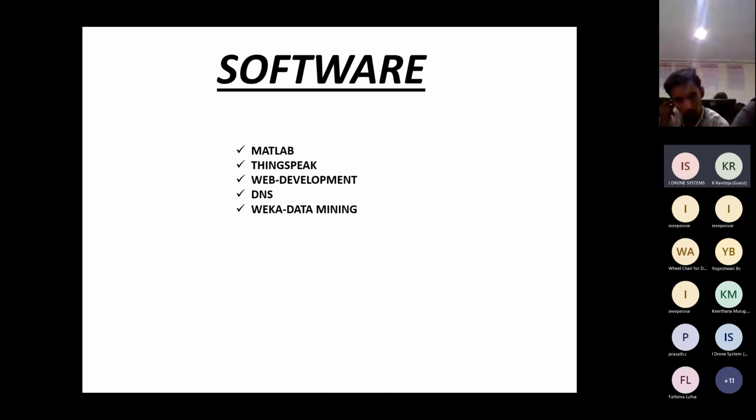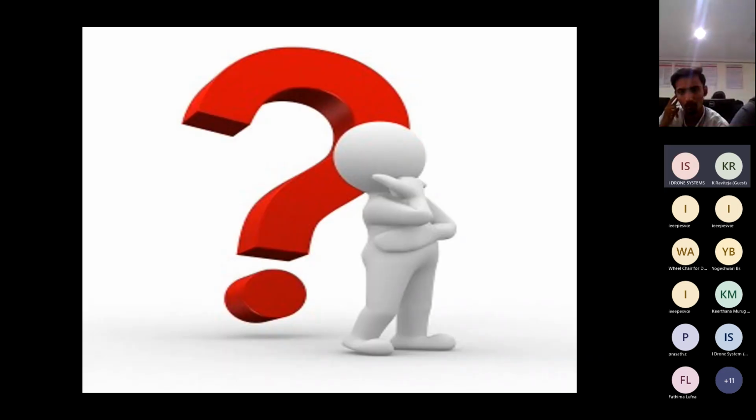And coming to the software, we have used MATLAB, ThingSpeak, web development, and DNS and the Weka tool. MATLAB is for doing the analysis for the project, and ThingSpeak is a cloud-based interface, so we have used it to monitor the dustbins. Web development is a website we have built to monitor all of these things. Weka is a data mining tool, which we can use for future predictions.